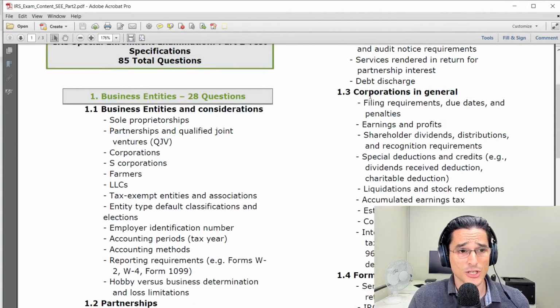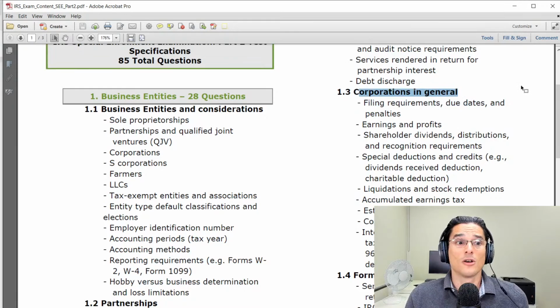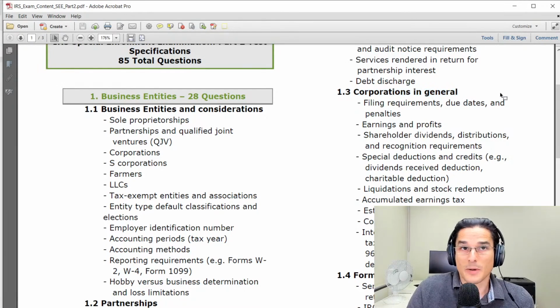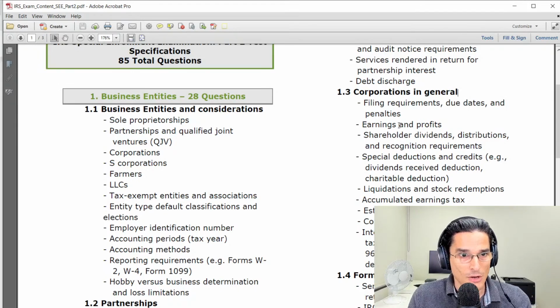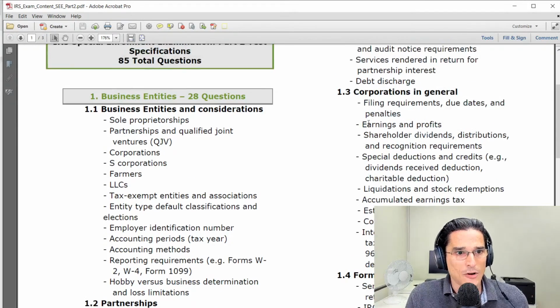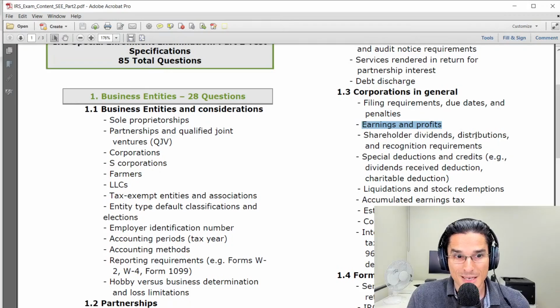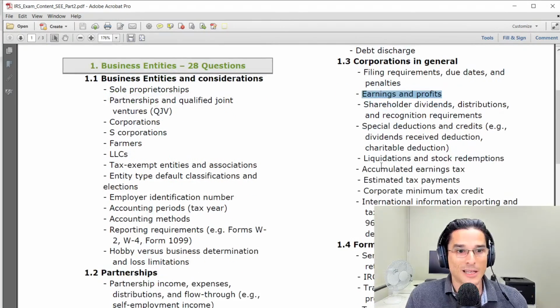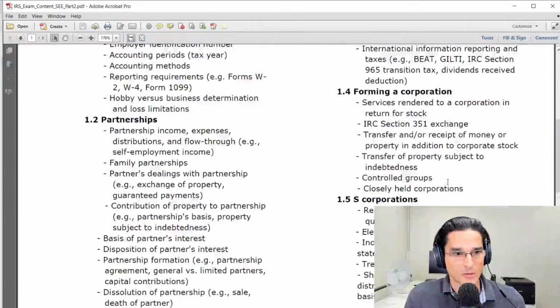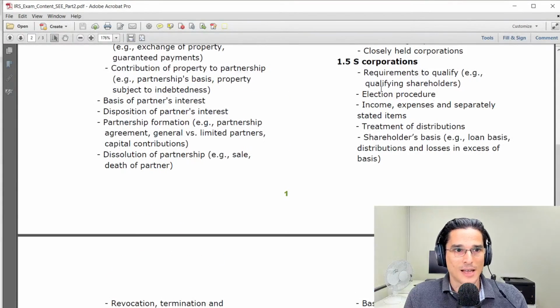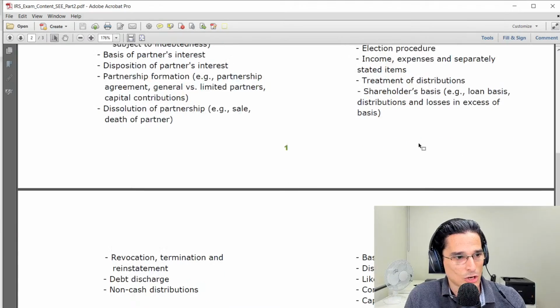Then we have corporations in general. It's helpful to understand that corporations, if you're talking about C corporations, have double taxation that may be applicable. So certainly that's something to take into account. Earnings and profits can be a complex concept in and of itself. Accumulated earnings tax and so on and so forth. S corporations have all sorts of other requirements, reasonable compensation, distributions, shareholder basis.